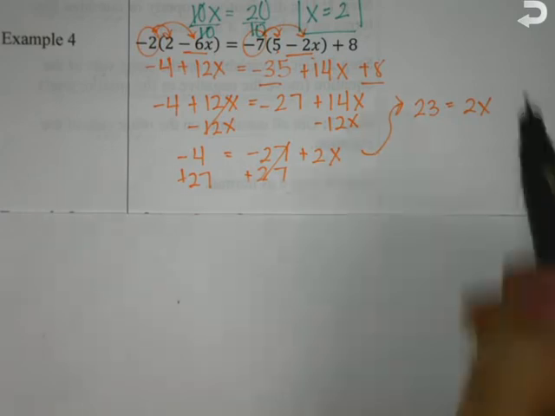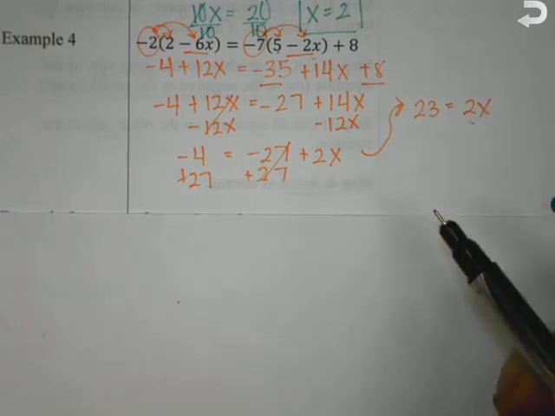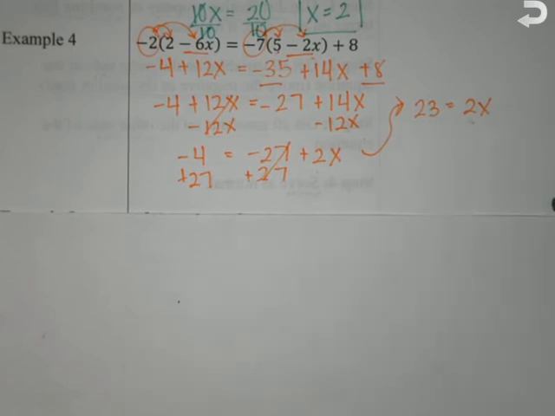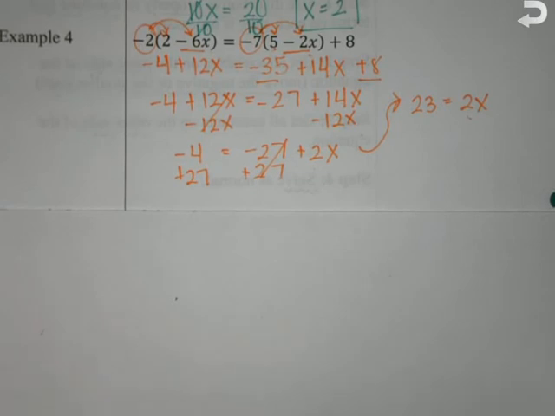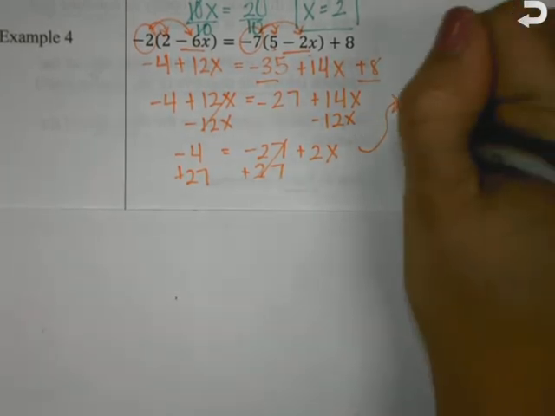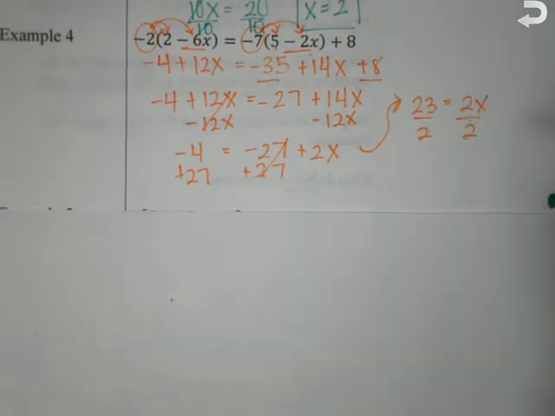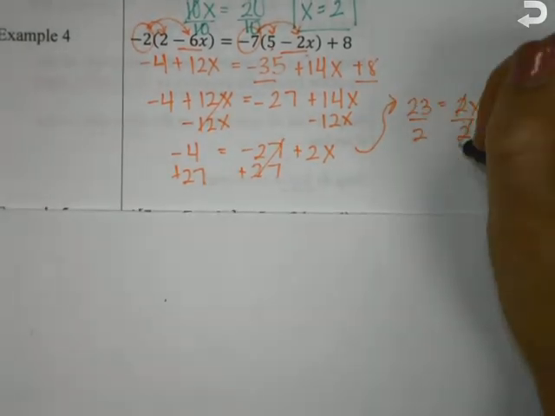23 equals 2x. How do I get x by itself? Good, I divide by 2. Because 2 divided by 2 gives me? 0. No. 1. Okay, so x equals, what does x equal?